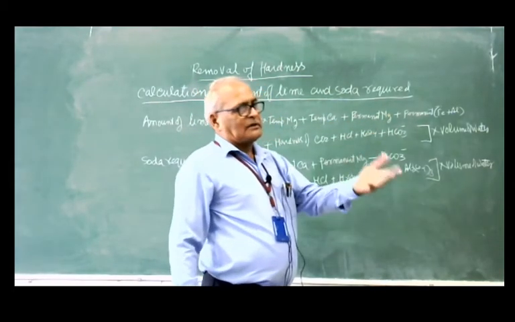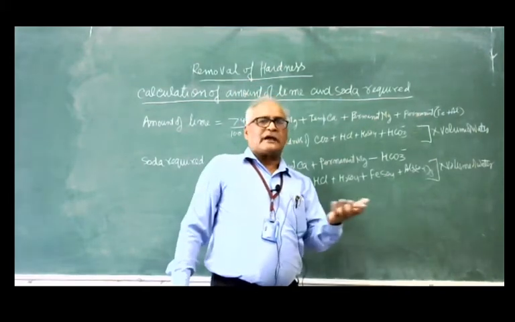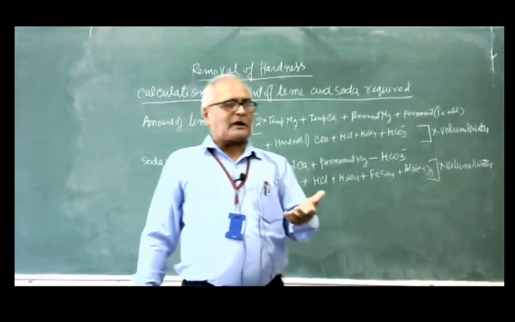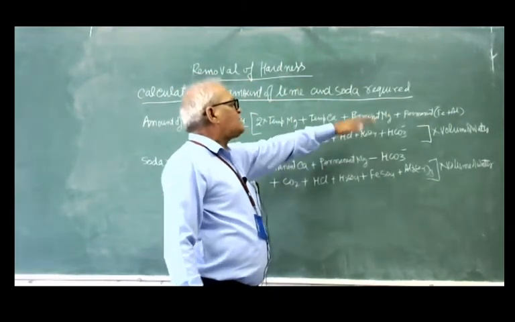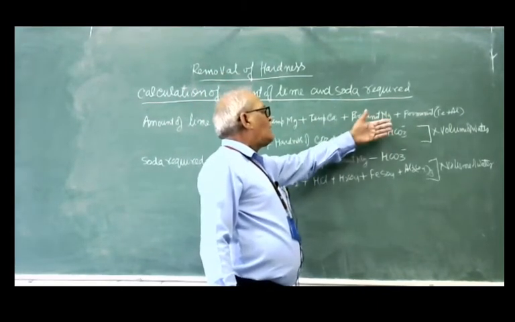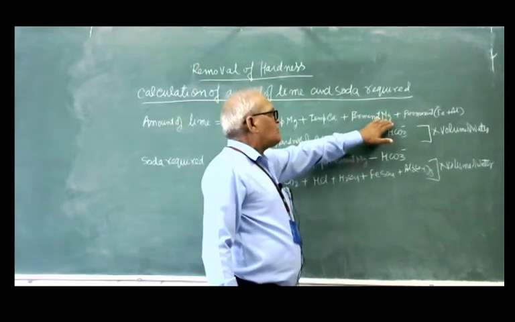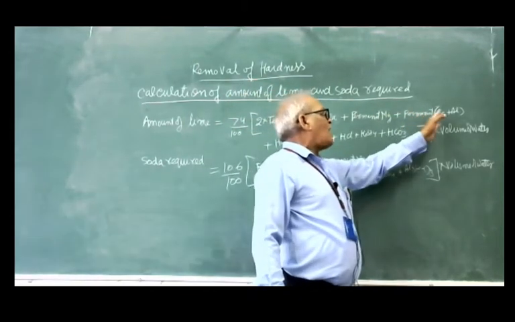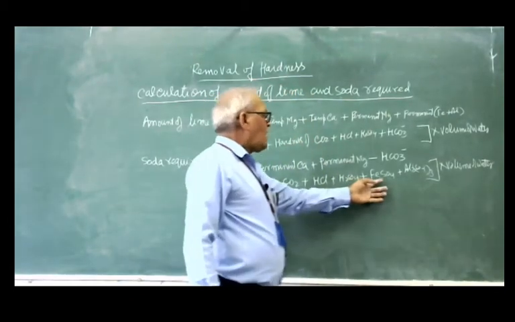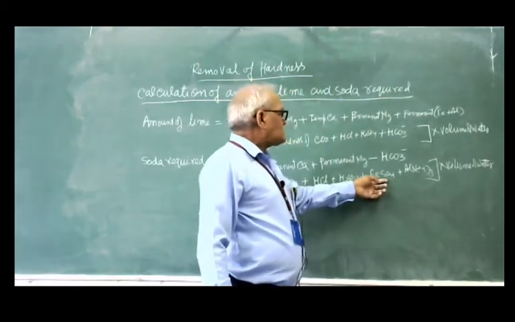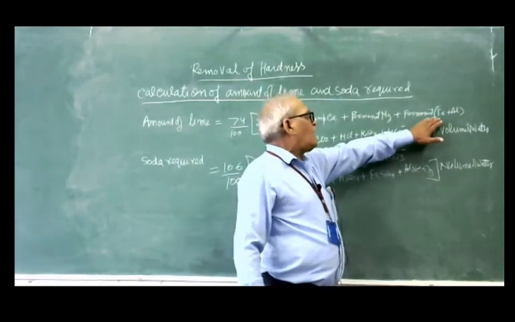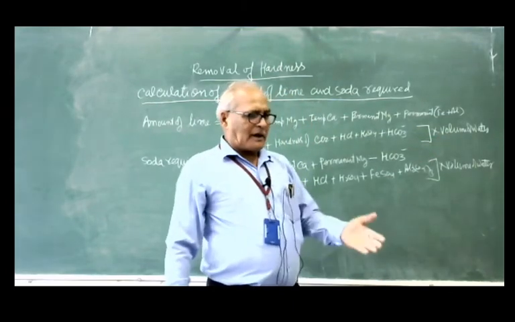If it is magnesium sulfate, magnesium chloride, or any salt of magnesium which creates permanent hardness, that can react with the lime, and therefore we require an amount of lime. So permanent hardness of the magnesium. Similarly, permanent hardness of the iron and aluminum salts, like ferrous sulfate, which is an iron salt, and aluminum sulfate. These salts also require the lime for removal.